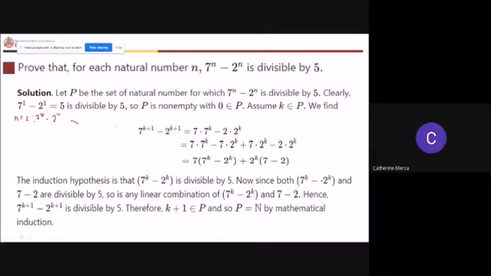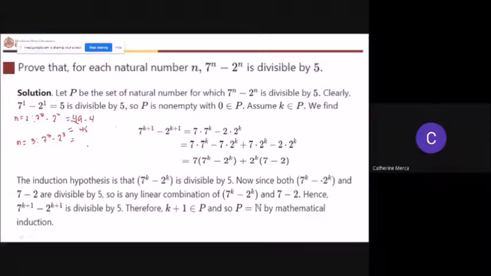You will have 49 minus 4. So that should give you 45. 45. Divisible pa rin. Pag hindi pa kayo kontento, i-try. N equals 3. You will have 7 cubed minus 2 cubed. So that should be a value which is also divisible by 5. Now, so what do we do next?